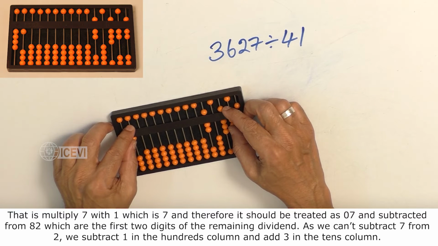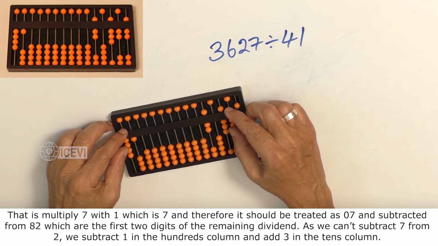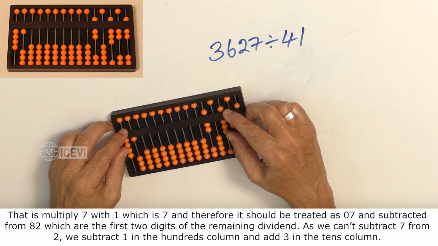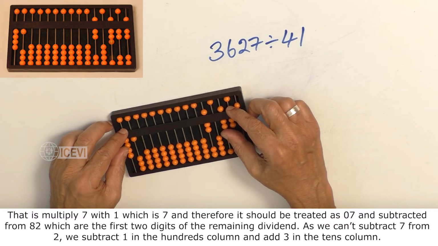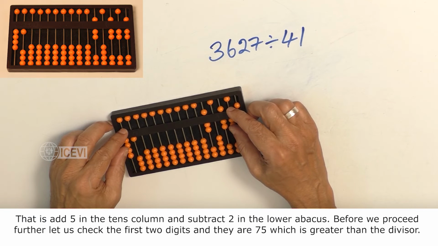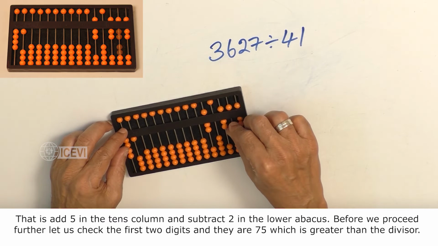and therefore it should be treated as 07 and subtracted from 82. As we can't subtract 7 from 2, we have to subtract 1 in the hundreds column and add 3 in the tens column. That is, add 5 in the tens column and subtract 2 in the lower abacus.